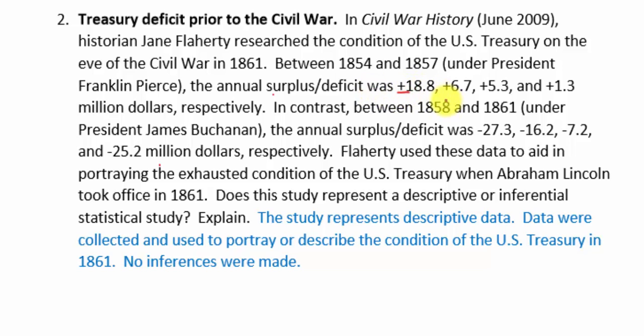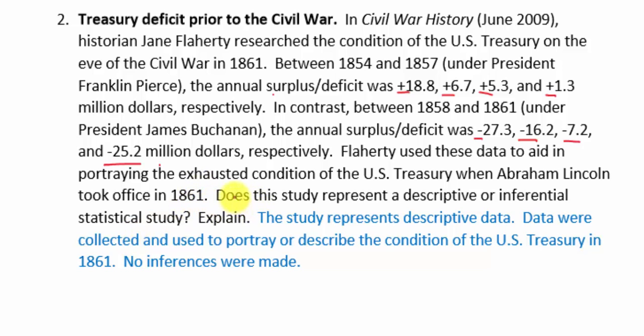Notice that all of these dollar amounts are positive, so that means they are a surplus. In contrast, between 1858 and 1861, under President James Buchanan, the annual surplus or deficit was negative 27.3, negative 16.2, negative 7.2, and finally negative $25.2 million. So notice all of these values are negative values. That means there was a deficit for every one of those years. Flaherty used these data to aid in portraying the exhausted condition of the U.S. Treasury when Abraham Lincoln took office in 1861.